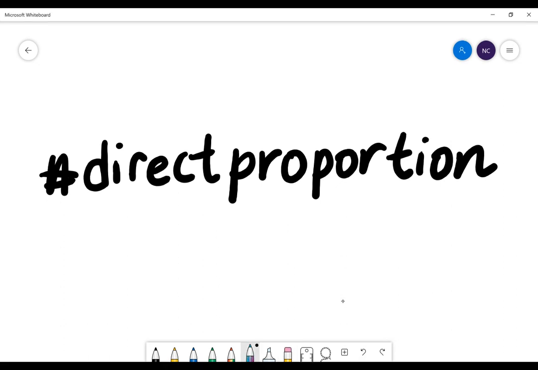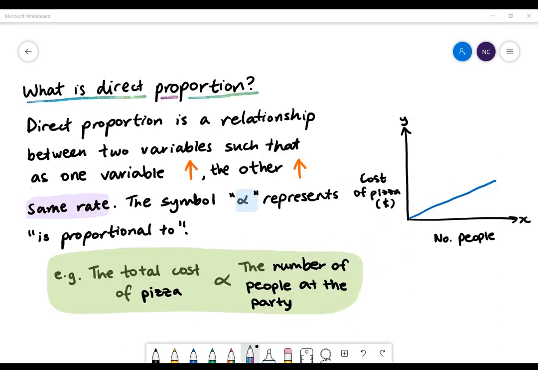Hi there, today we're going to be looking at direct proportion. First, we'll take a look at what is direct proportion. Direct proportion is a relationship between two variables such that as one variable increases, the other increases at the same rate. The symbol here represents "is proportional to". For example, the total cost of pizza is proportional to the number of people at the party.